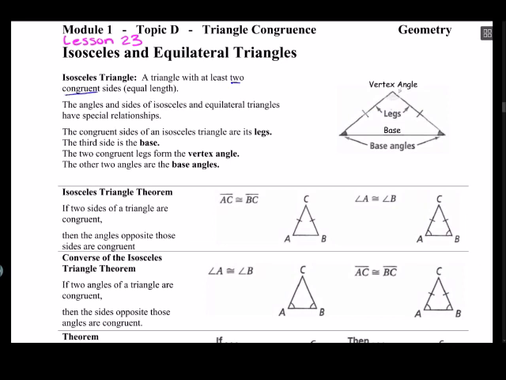We said that equilateral triangles are just very special isosceles triangles. There's our two congruent sides. That means that this will be our vertex angle and that these will then be named our base angles on the base of our triangle. You have your legs, your base, your vertex angle, and your base angles.